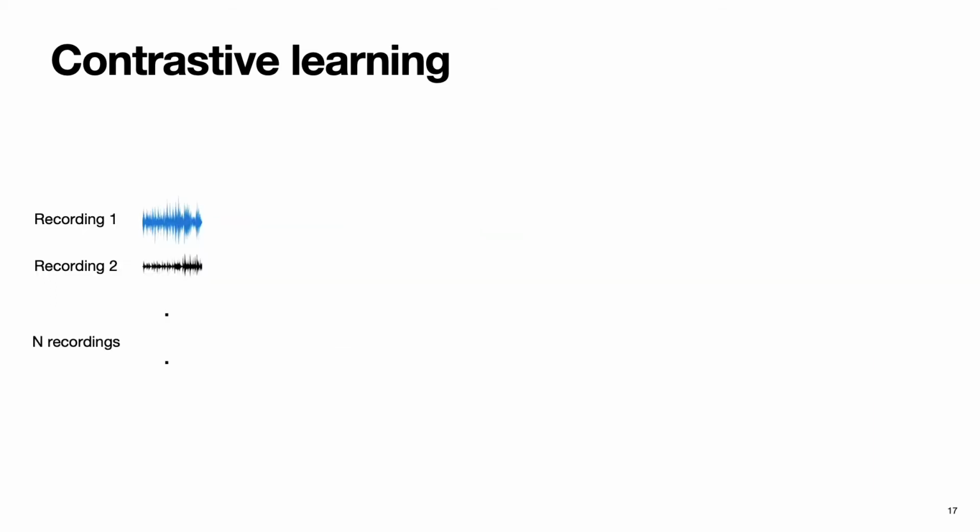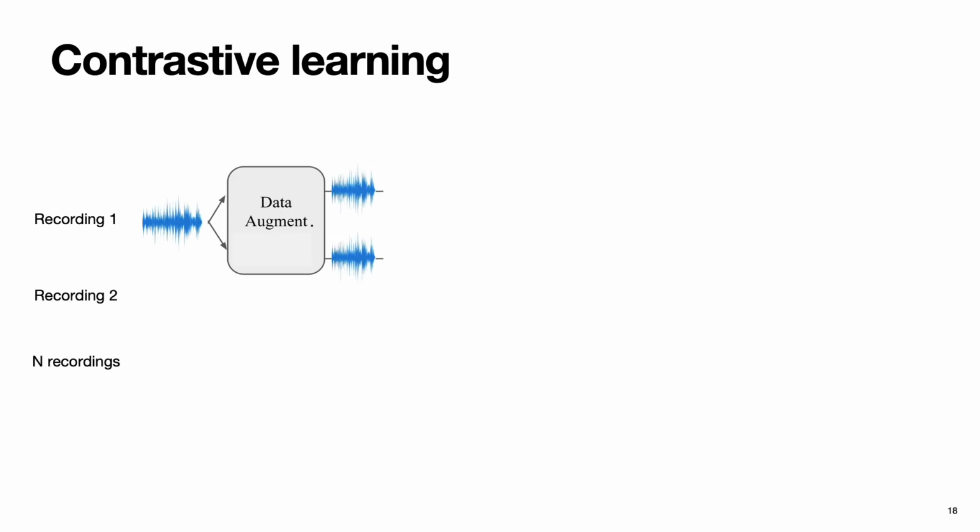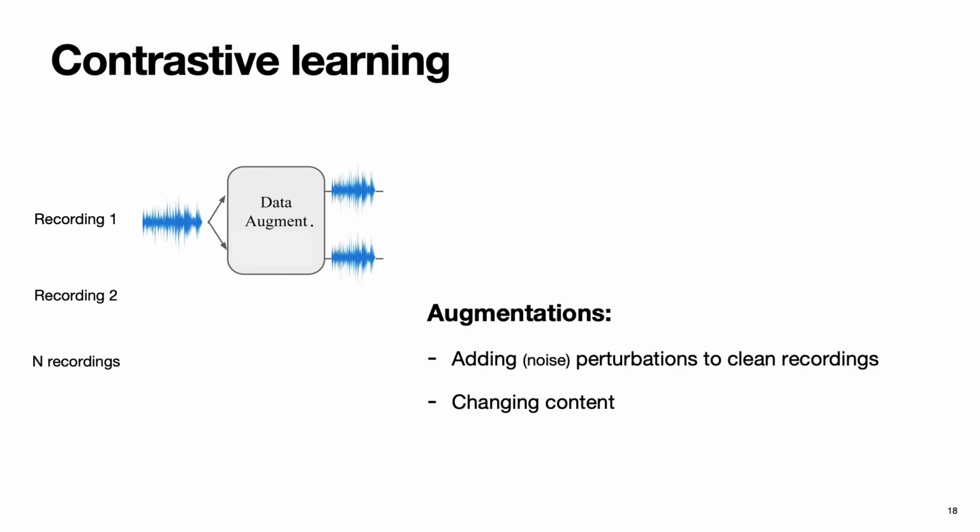So we take a bunch of clean audio recordings and then apply a data augmentation module to add two kinds of perturbations. One, adding noise to existing clean recordings, and two, sampling another audio recording of the same quality. This step is somewhat different from the conventional contrastive learning approach. So let me explain further.